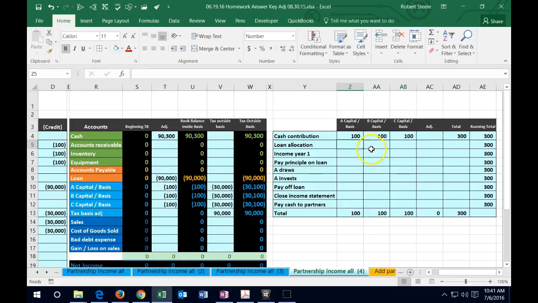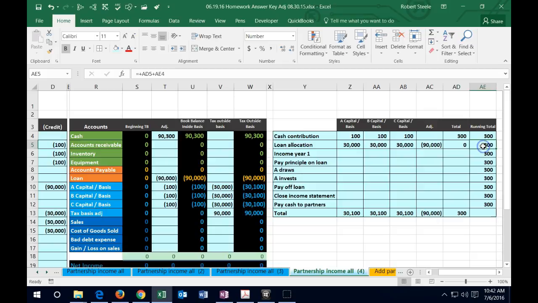Then we got this loan that we allocated out. So if we're going to allocate this loan out, remember that was equal to 90,000 divided by 3. So A gets 30,000 allocated to their capital accounts, and it would look like this. We would then need, if we wanted to tie this table to the book adjustment, we would have to say that there's an adjustment of this 90,000, right? And that would be the amount that's going to adjust back to the book number.